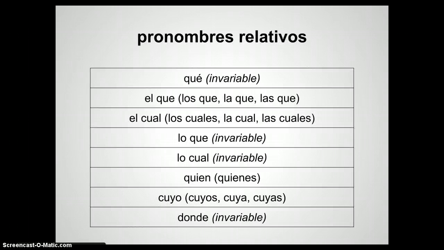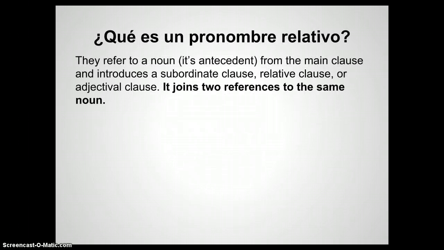Aquí tenemos una lista de los pronombres. Puedes anotarlos cuando tengas tiempo. Primero, ¿qué es un pronombre relativo?